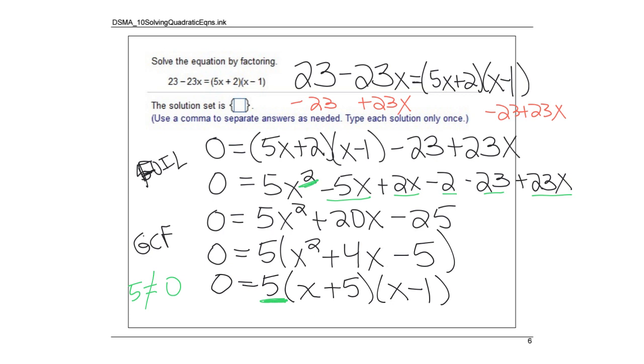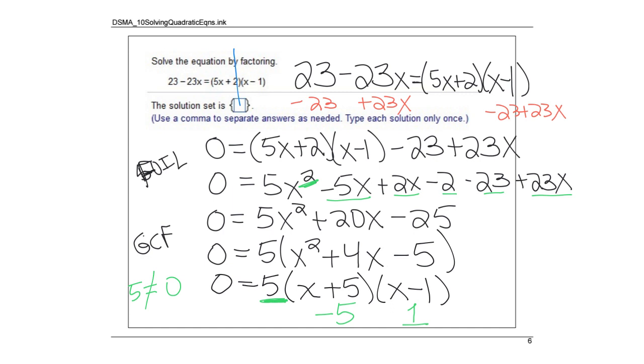So we would actually get negative 5 from this binomial and positive 1 from this one. And that is going to be the answer. So the 5 out front does not affect our solutions. It does make it easier for us to factor, but the only way it affects our solution is if it also has a variable with it. Okay, also, we haven't looked at this before either.